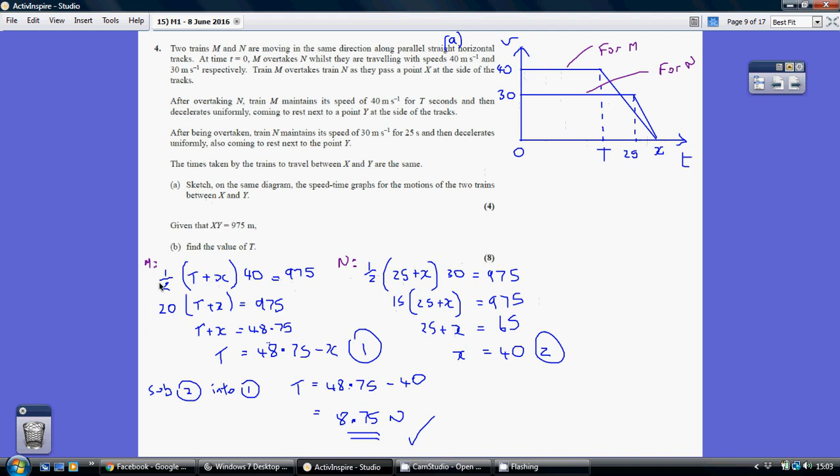Going back to my equation for M, half times 40 is 20, so 20 lots of X plus T is 975, divide through by 20, T plus X equals 48.75, so T is 48.75, take away whatever X is. Well, I've just worked out that X is 40 over here, so T must be 48.75, take away 40, which is 8.75 seconds. I don't know why I put N for newtons there, that should obviously be seconds.